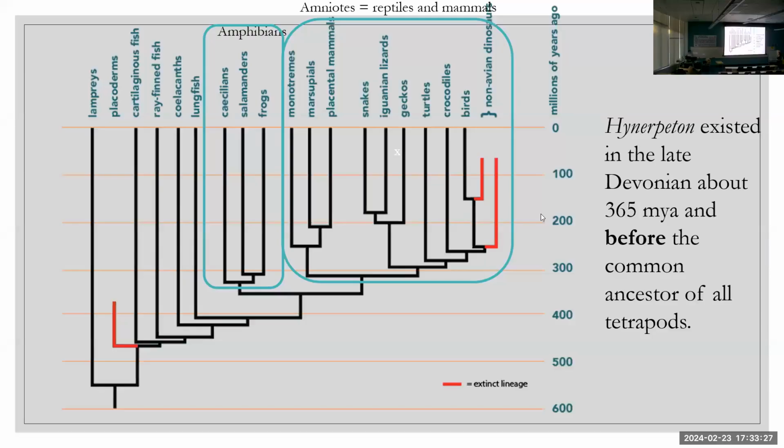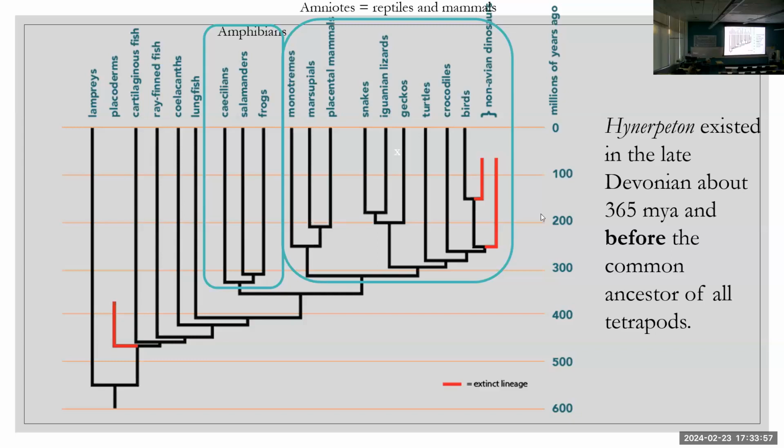This one is a little more complicated, but I want to show it to you because it has some times on it. This group right here is all amphibians, and then over here you have mammals and then reptiles. Everybody here is called the amniotes. Those are reptiles and mammals. So you can see right here, this line split into amphibians and then into the amniotes.